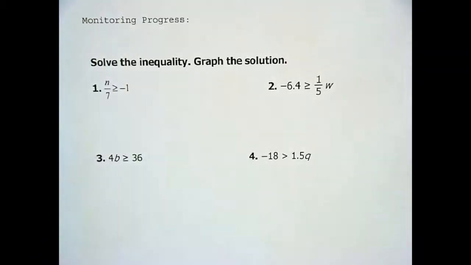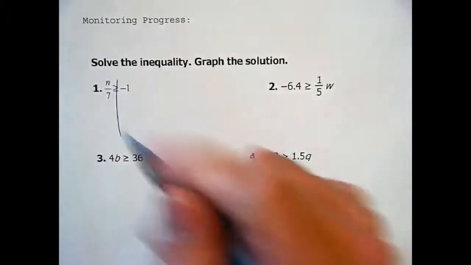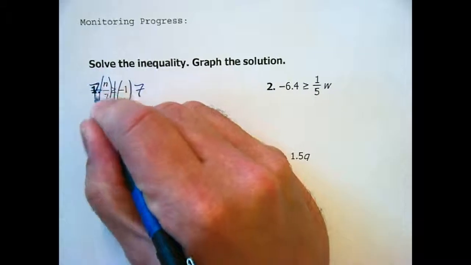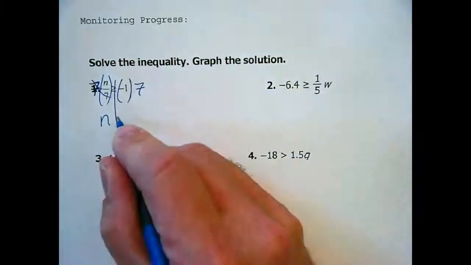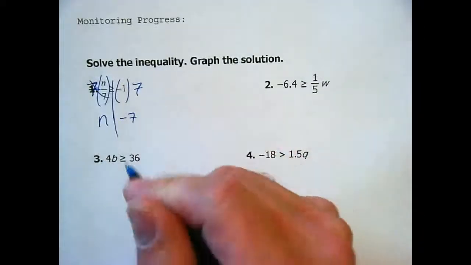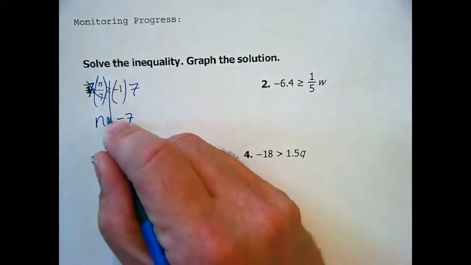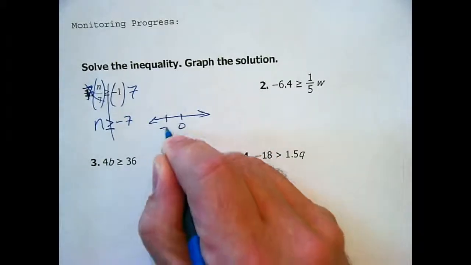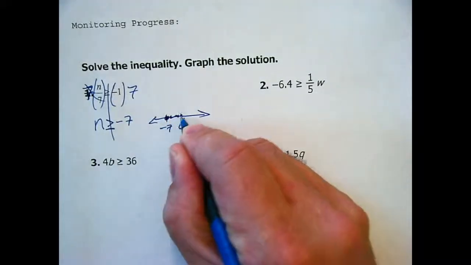Hey, can I get your attention back up here? Let's go ahead and multiply both sides by 7. When I multiply this side by 7, these 7's cancel, I'm left with n. I multiply negative 1 by 7, I get negative 7. Now, does my sign change? No. I didn't multiply by a negative. I did not move a negative number across by using multiplication or division. Therefore, the sign does not change. Then make sure you graph it. We're at 0, we're at negative 7. Is it open or closed? Closed, and we shade.